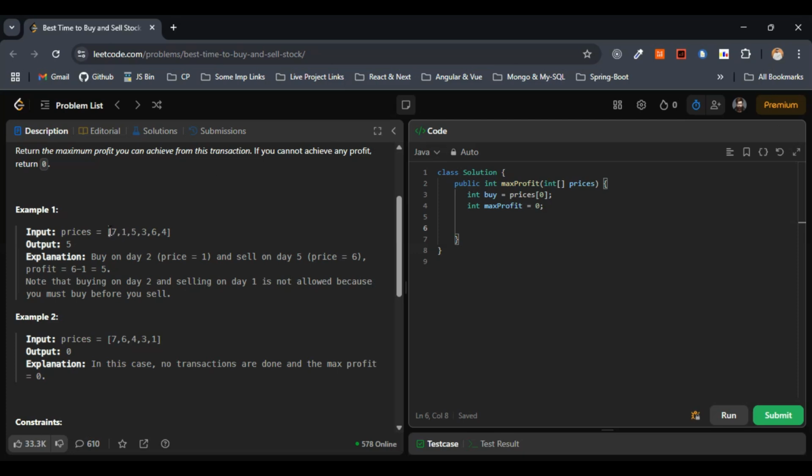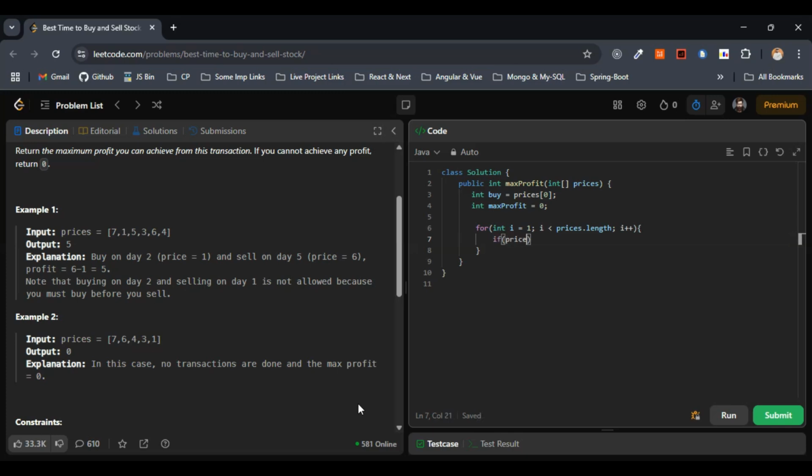So 0, we'll be considering this one as the buy price. So we have to loop from the first index, right? So for the iteration part I'll just go with int i equals 1, i less than prices dot length, then i plus plus. This is fine. So next step what we'll do within the for loop, we will be going with the if condition.